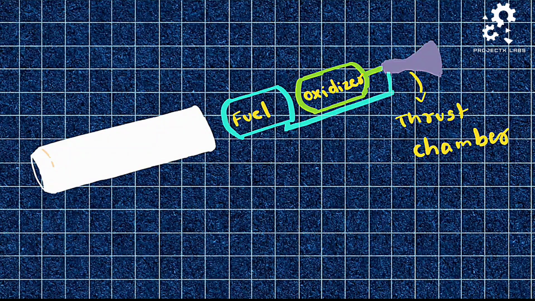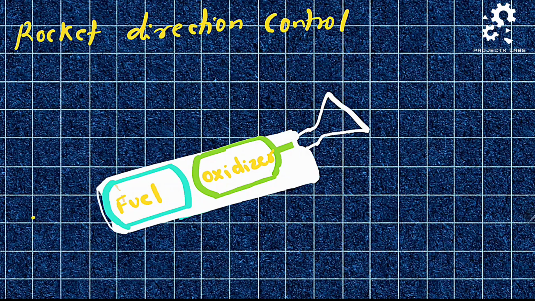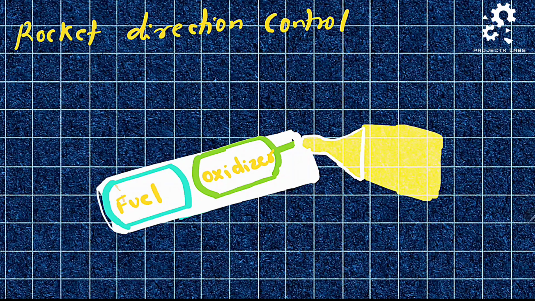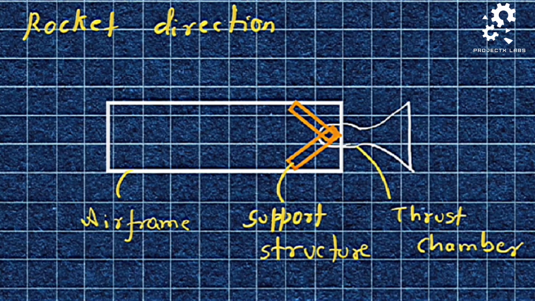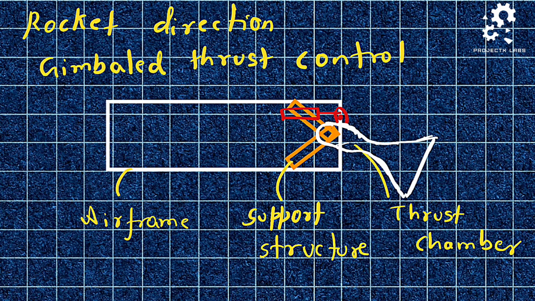As the airframe holds the engine, to control the rocket direction, the nozzle should be made able to move in the desired direction. This can be achieved by providing a support structure that connects the pivotable thrust chamber to the airframe. The retraction and extension of the actuator makes the thrust chamber move left or right, forward or backward. This is called gimbal thrust direction control.